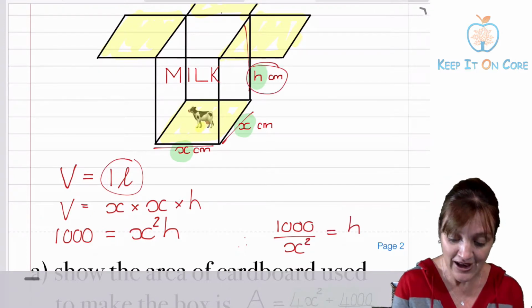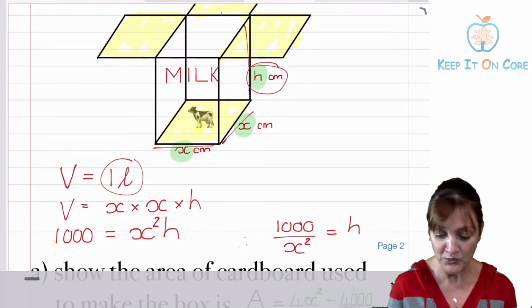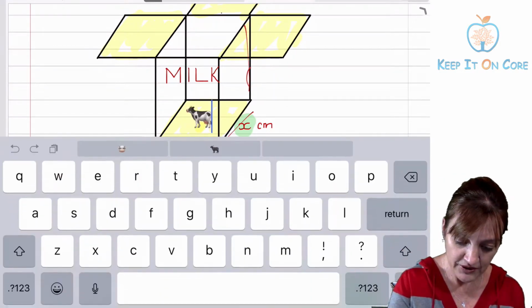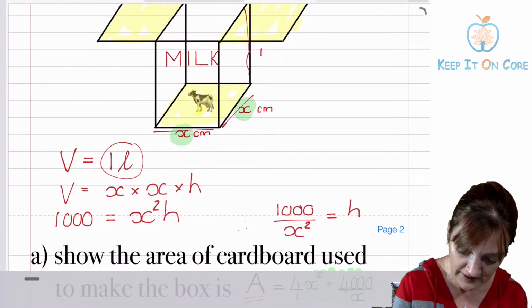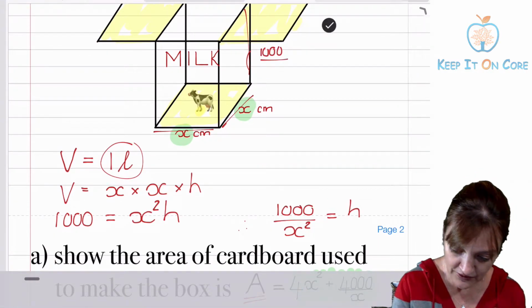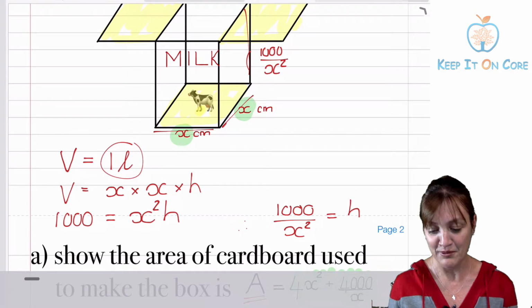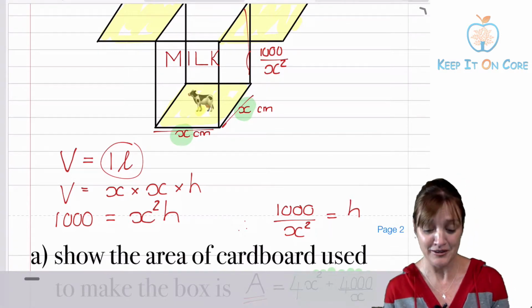So can you see now I don't have to write it as h anymore. So let's take it away, let's erase it, and we are going to write it rather as 1,000 over x squared. Now we've gotten rid of that problem of it being 2 different variables.